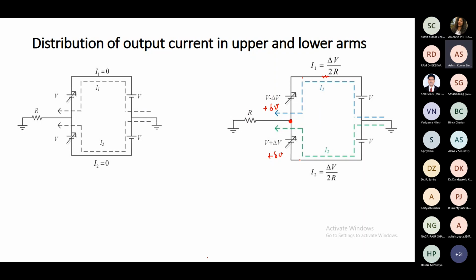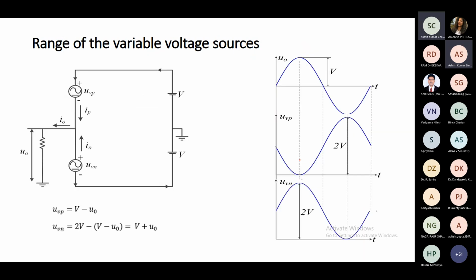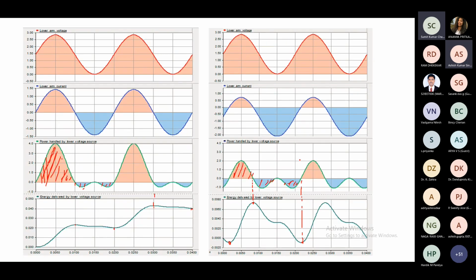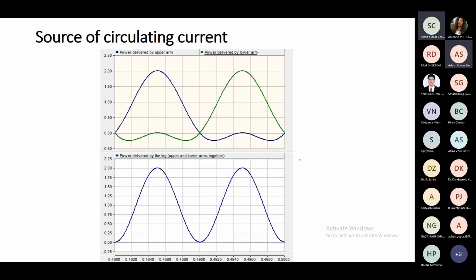So this circulating current, because of the deviation of the voltage in the capacitor or the capacitor voltage ripple, gets minimized, that we call circulating current control. Okay. So this is the source of circulating current.